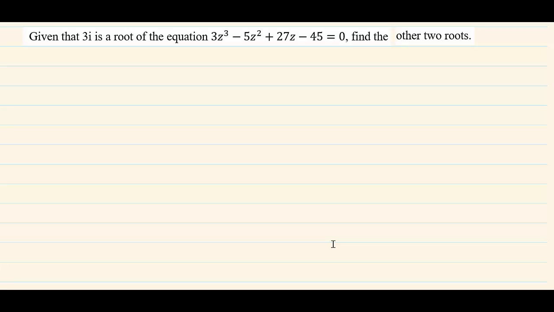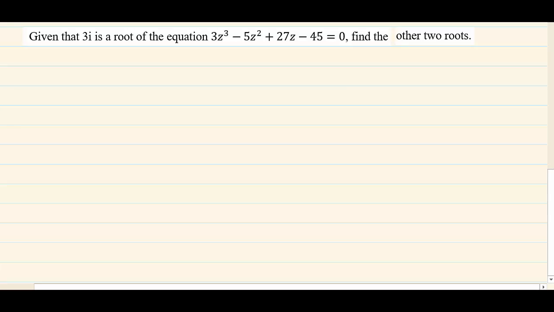In this lesson, we're going to solve an equation that has complex solutions. We are given that 3i is a root of the equation 3z cubed minus 5z squared plus 27z minus 45 is equal to 0, and we must find the other two roots, because you can see it's to the power of 3, so we expect to have three solutions.